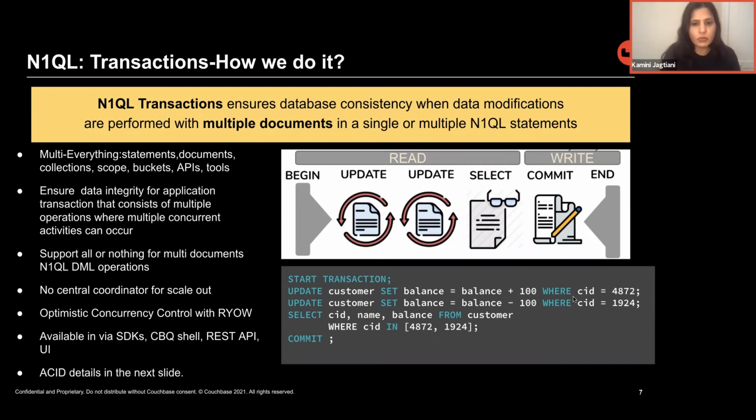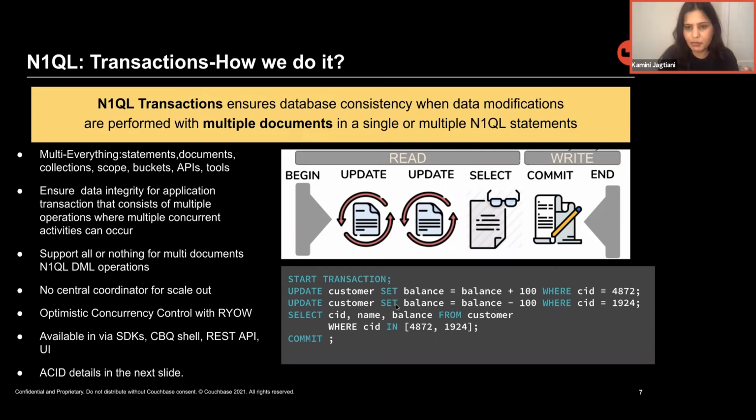As soon as you hit the start and before the commit, for the first mutation, we create a delta table, which will hold all the mutated documents of a transaction. So this customer document, which we just updated for customer ID 4872, instead of going down to KV, will be stored in this delta table.